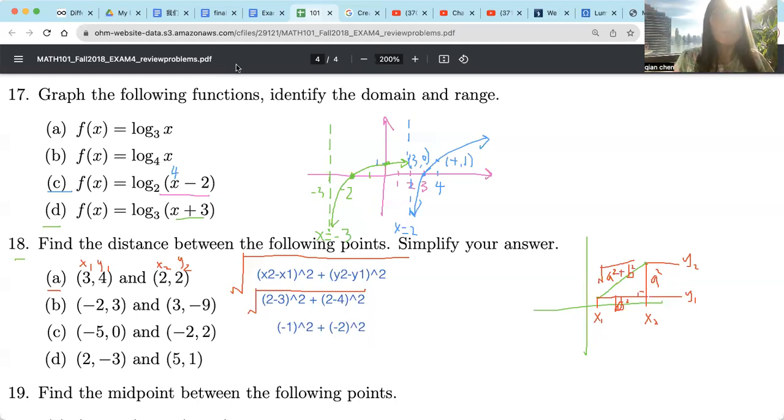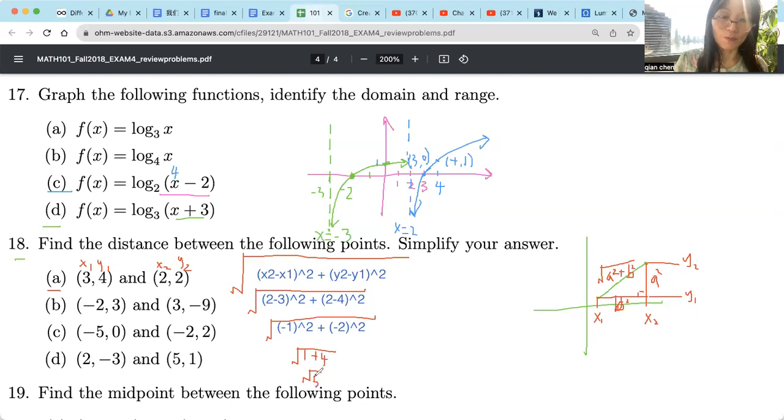Then I square root. What's -1 squared? -1 times -1, that's 1. -2 times -2, that's 4. So 1 plus 4, that's 5. So we get the square root of 5 to be the distance of those 2 points.